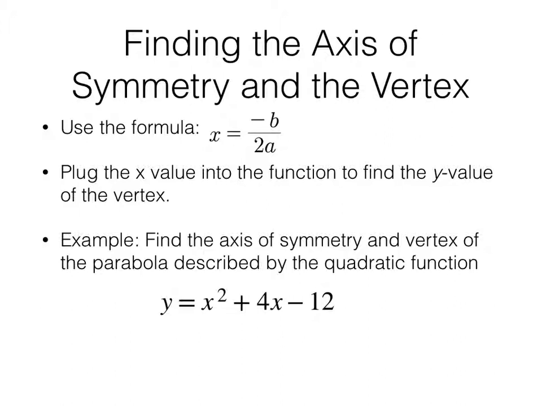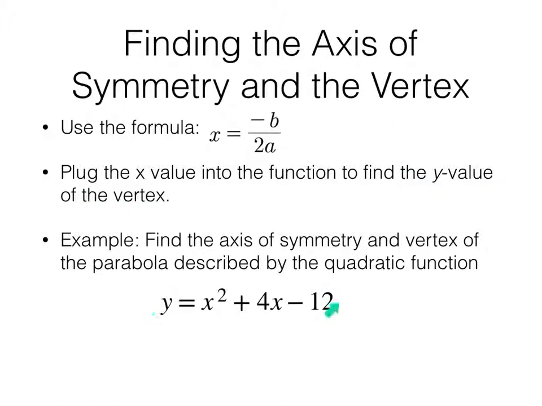Now we can find the axis of symmetry and the vertex of a parabola quite easily. There's a little formula, and the formula starts out with x equals negative b over 2a. So that's our formula right here. The opposite sign of b divided by 2a, simplify, and you get the equation for the axis of symmetry. Because remember, the axis of symmetry is a vertical line, and that's an x equals equation. Once you have that, you plug the x value into the function to get the y value of that vertex.